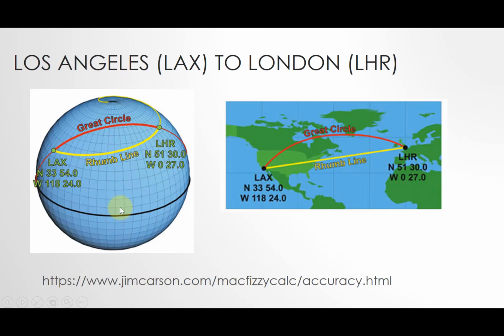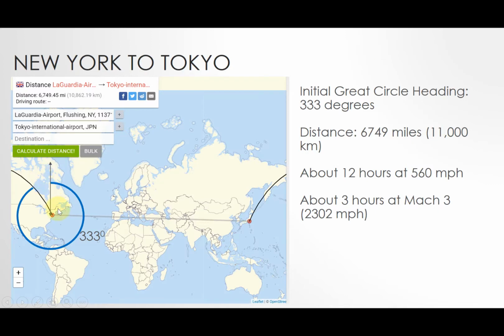Here's another picture of the same effect, where the path here is from Los Angeles to London's Heathrow Airport, and the shortest distance would be along the Great Circle. And you can see that would be a shorter distance there from Los Angeles to London. But the rhumb line is a straight path on the map, and it's actually a longer distance on the surface of the Earth.